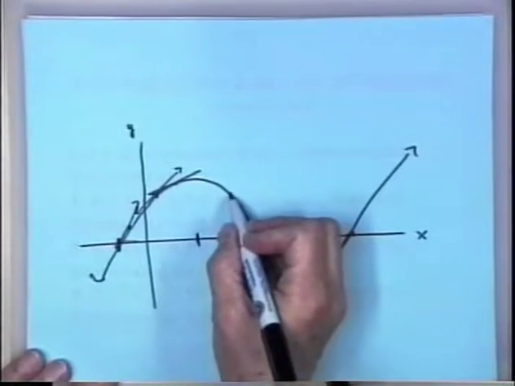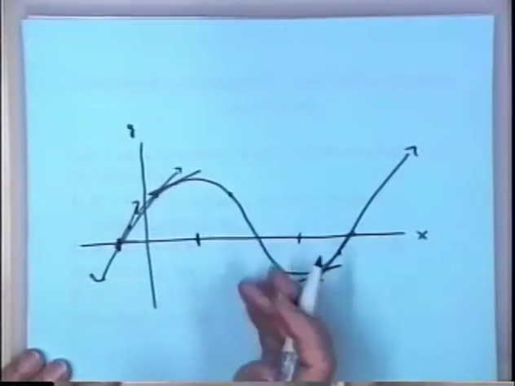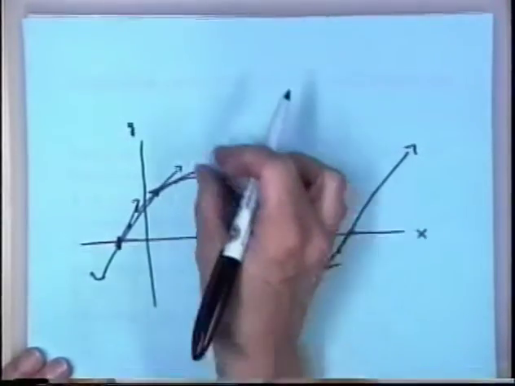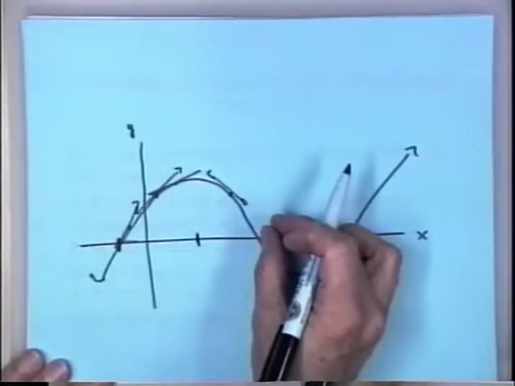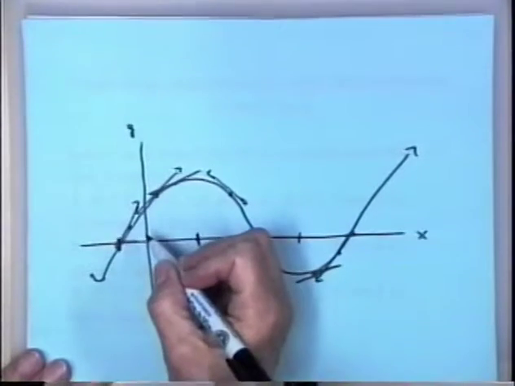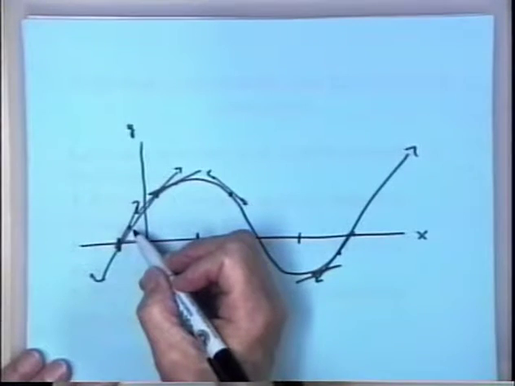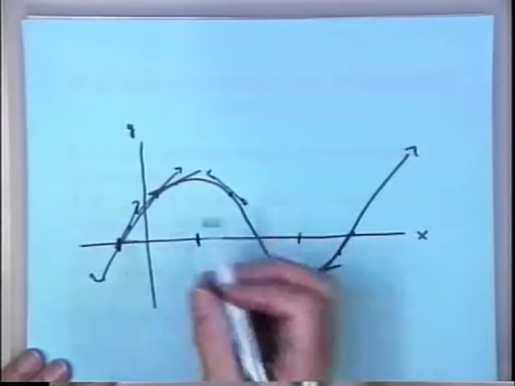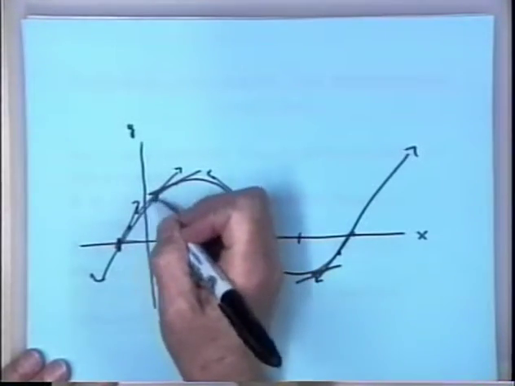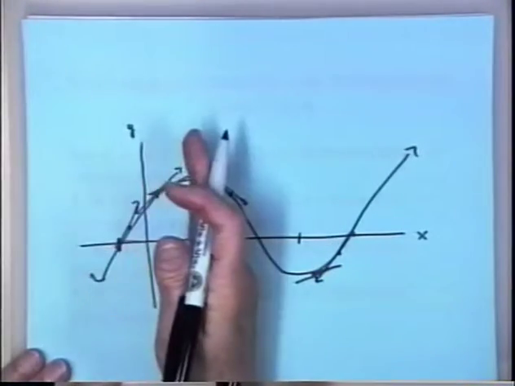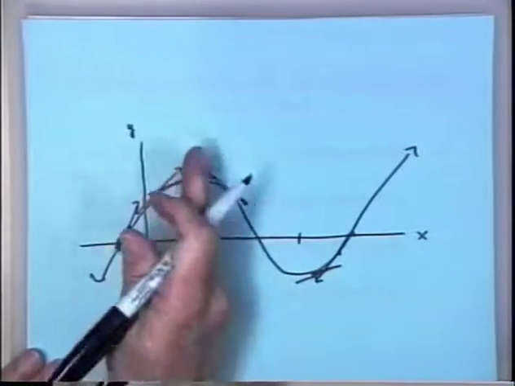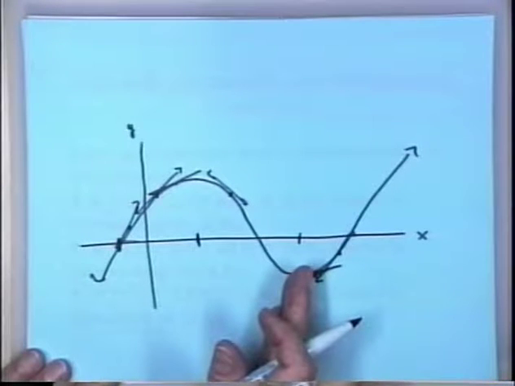Notice, however, if I pick a point here where the graph is decreasing, if I draw in a tangent line here, it's going to have what? Negative slope. Okay? So we're going to find out that we can determine by looking at the slope of tangent lines whether our graph is increasing or decreasing. If our tangent lines have positive slope, our graph will be increasing. But if our tangent lines have negative slope, then our curve is going to be decreasing.